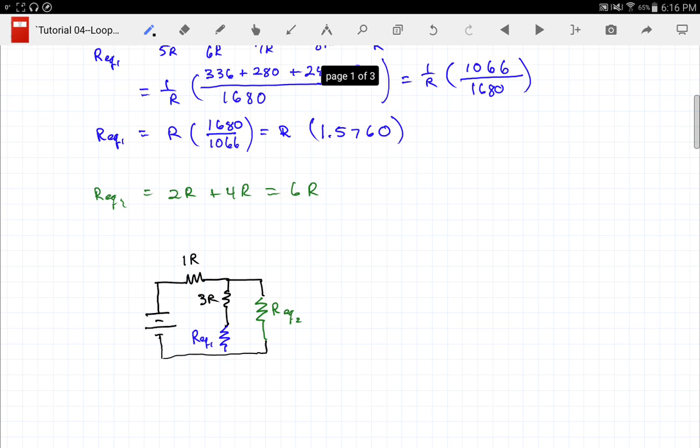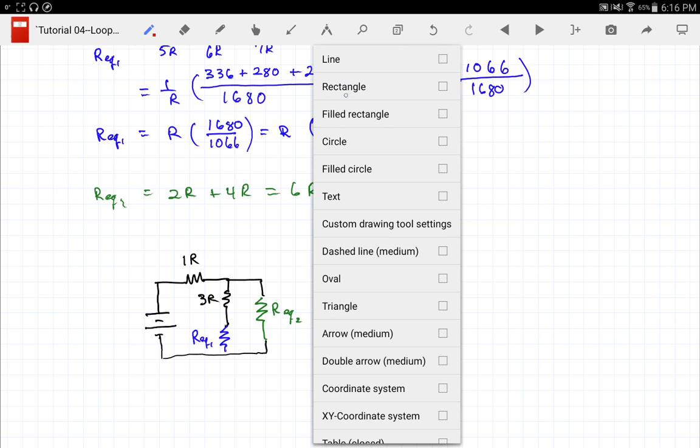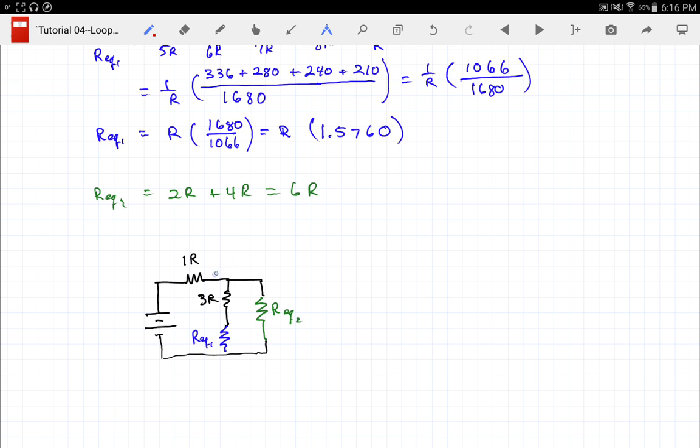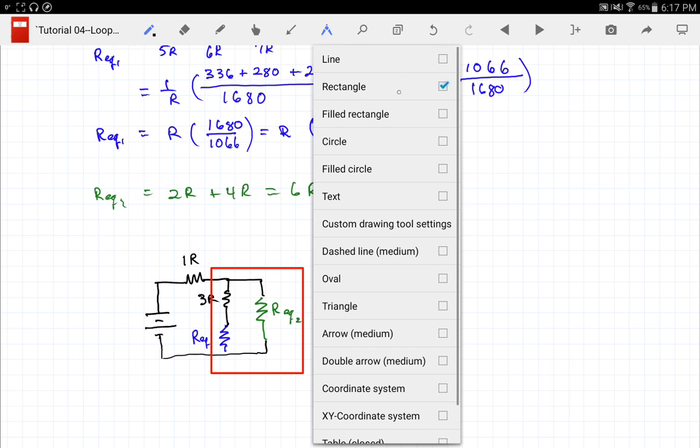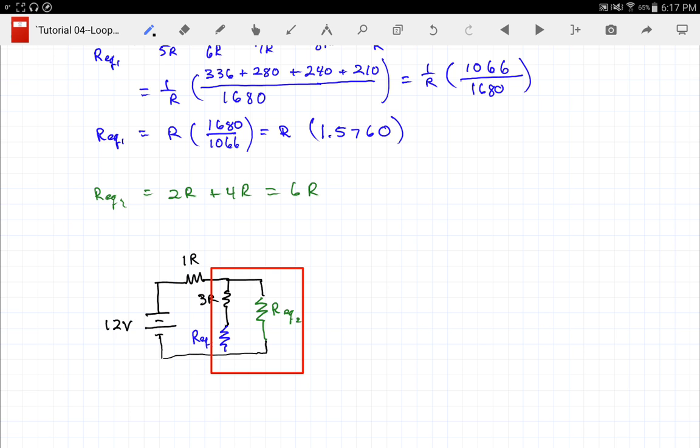So now looking at this, I see that I have 3R and R equivalent 1 are in series. So now that I feel comfortable, I will consider 2 steps in one. That is, I am going to combine all of these resistors in one step. The 3R and the R equivalent 1 are in series, so I can do that straightforward, and then those are in parallel with R equivalent 2. So I'm going to have, forgot to put the 12 volts.